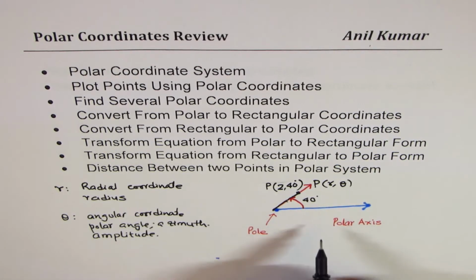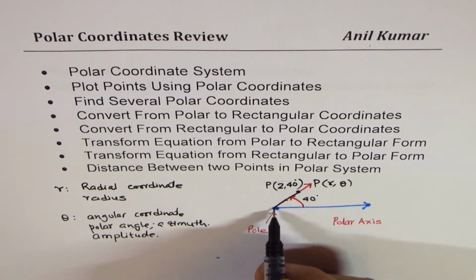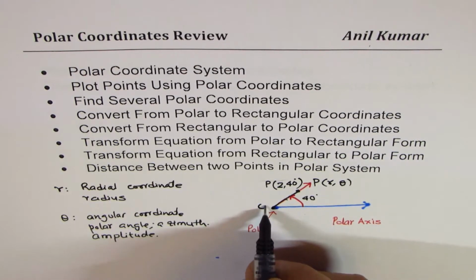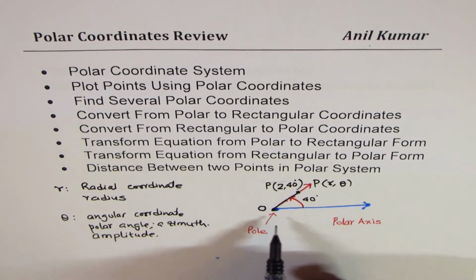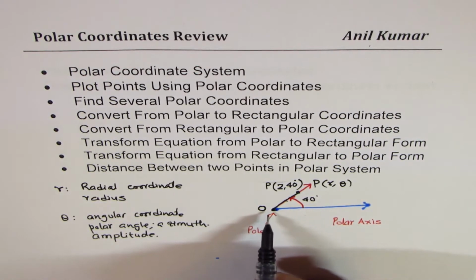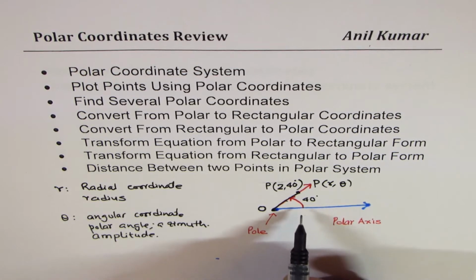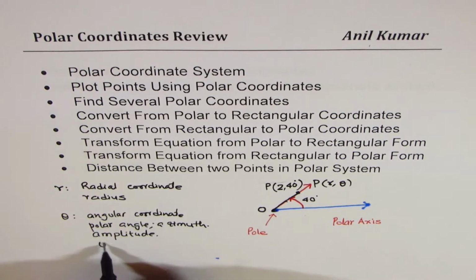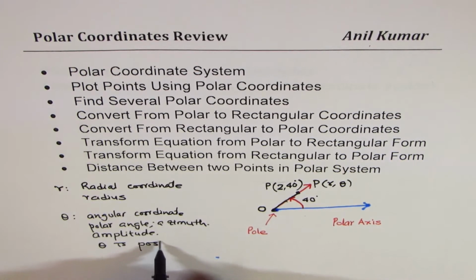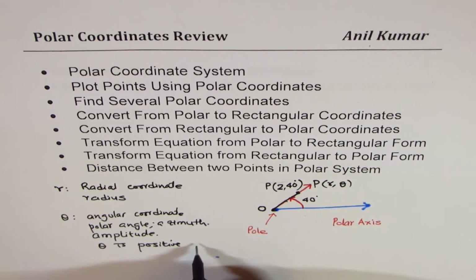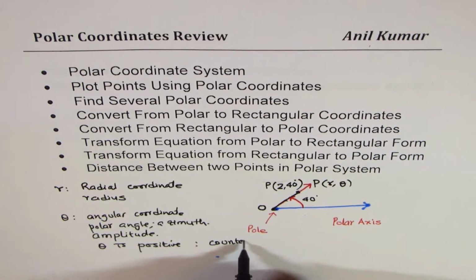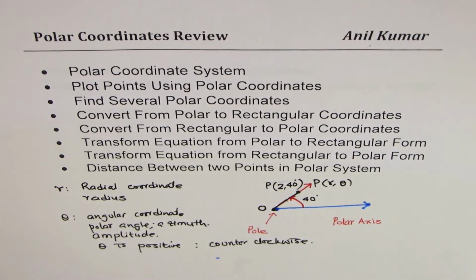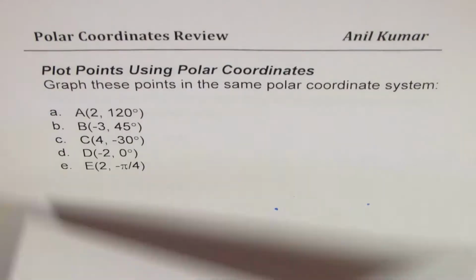So that is how we refer to r and theta, and I hope it's very clear that we have the pole, which is normally written as O. The polar axis corresponds to the x-axis in the coordinate system. The angle theta is considered positive when counterclockwise, as shown here. Okay, so with that, let's move on and get some examples going.